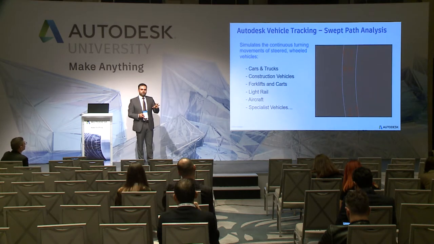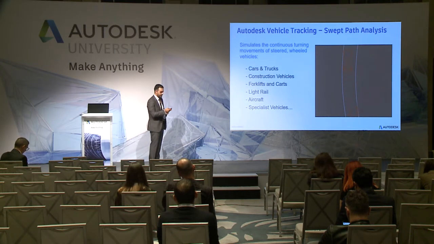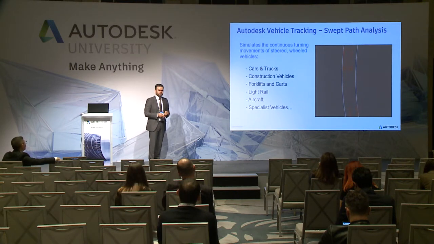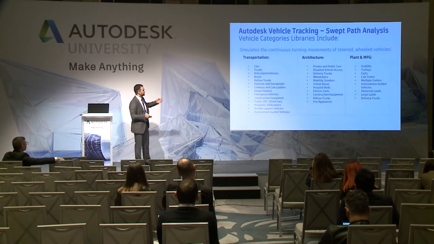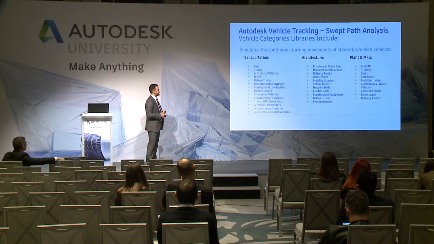Now, Autodesk Vehicle Tracking addresses the movement of many types of vehicles. We have a huge library of over 1,000 vehicles in there. These include cars and trucks, construction vehicles, forklifts and carts, light rail, aircraft, and special vehicles, as I'm going to touch upon later on. So everything you need is found there. If you want, for example, a Boeing 777, you will find it there. You want a specific truck, you will find it there. No need to create a new vehicle yourself, although you can do it if you want to. So it's just a list of the types of vehicles that we support out of the box. These come standard with the tool itself.